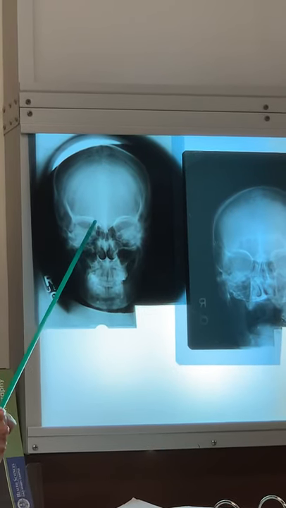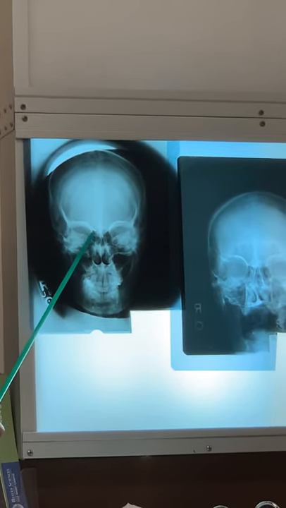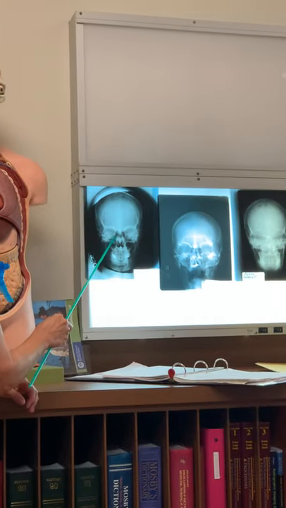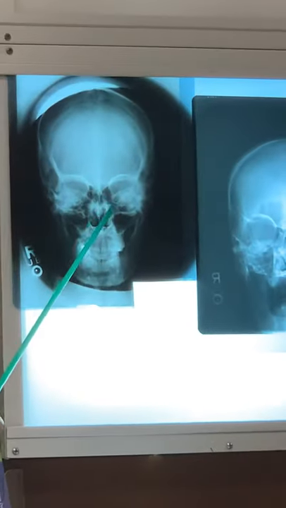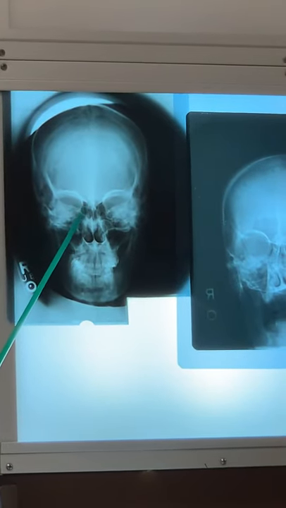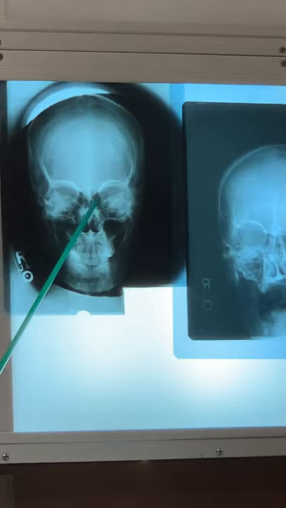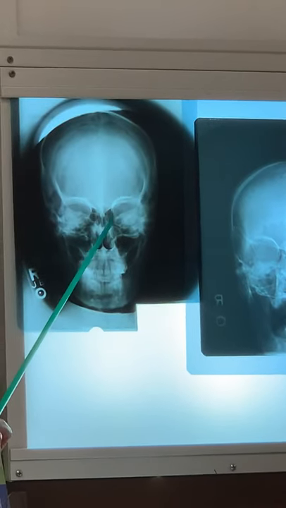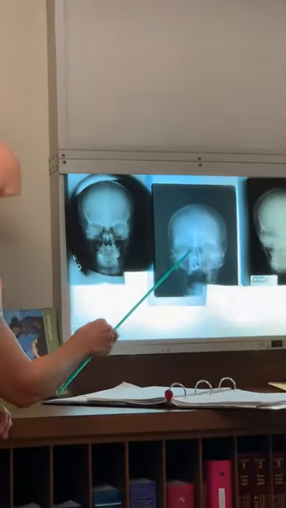I think I went over it. I'm getting facial bones and skull mixed up. What is this within the medial aspect of the orbit? Like that. Those are the ethmoid sinuses. You can always see them in the medial part of the orbit.